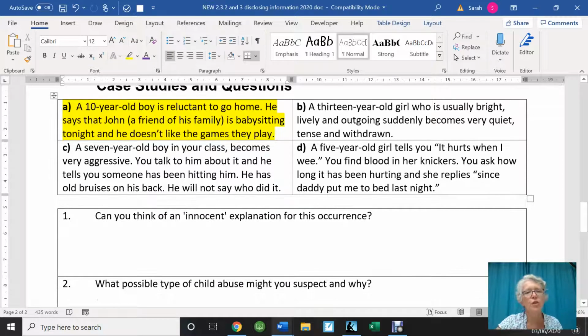And then first of all, you can answer this. Can you think of an innocent explanation? So I've chosen A. A 10-year-old boy is reluctant to go home. He says that John is babysitting tonight and he doesn't like the games they play. Well, it could just be that John likes to play chess and the boy doesn't like chess. It could be that the adult plays too roughly for the child.